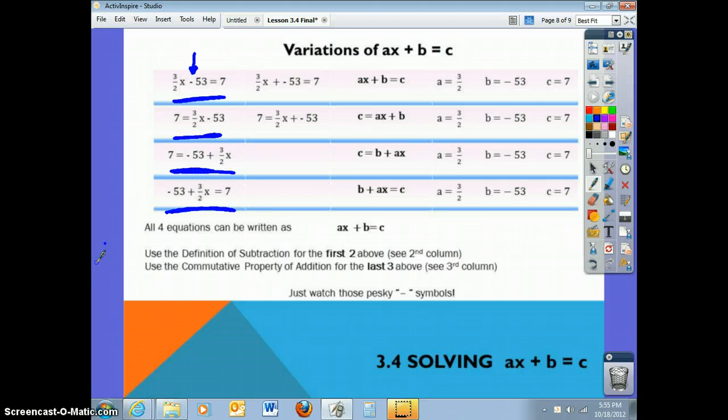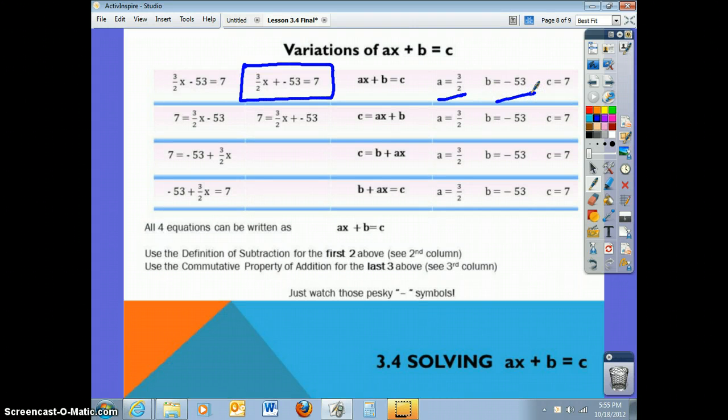It may not appear like that at first, but it is. Okay? The first one is actually ax minus 53 equals 7. All right? So, to get it into the right way for ax plus b equals c, we have to change the minus 53 to adding a negative 53, which is the same thing. And that means a is 3/2, b is negative 53, and c is 7. And you probably realize that's the thing we want to be careful about. If it says ax minus b equals 7, you want to rewrite it as this so that you end up with this.